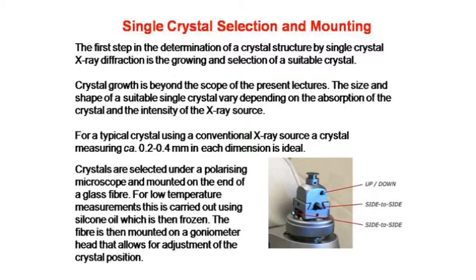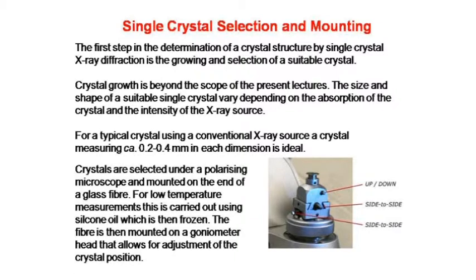What do we do? We normally have to mount that crystal on a goniometer head. So we mount it on a fibre, and then that's mounted on this goniometer head, and you can adjust. You can see there are little screws here for moving the crystal up and down, side to side. So that allows you to center the crystal in the X-ray beam.